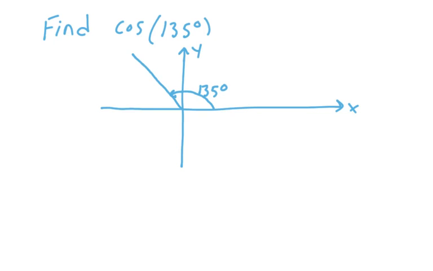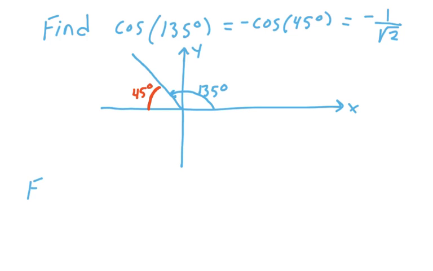Now, this angle here is my reference angle. Essentially, it's the angle that you have to add to 135 to get 180 in this instance. And so this angle here is 45 degrees. And we know that cosine is negative in quadrant 2. So I could write this as negative cosine of 45 degrees, and then I know what cosine of 45 degrees is. That's 1 over square root of 2. We just have to attach the negative. And so we get negative 1 over square root of 2.